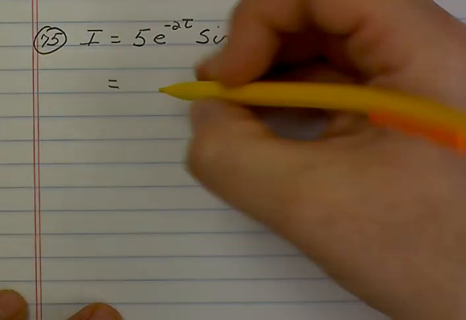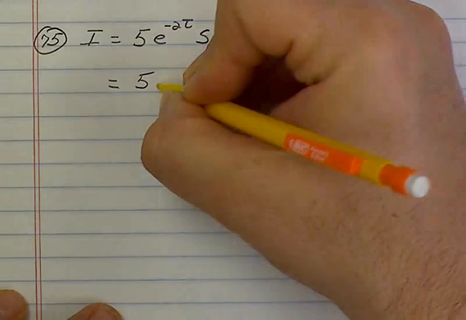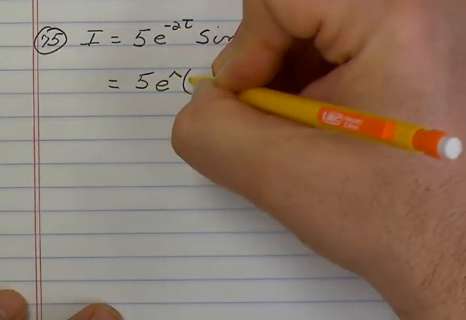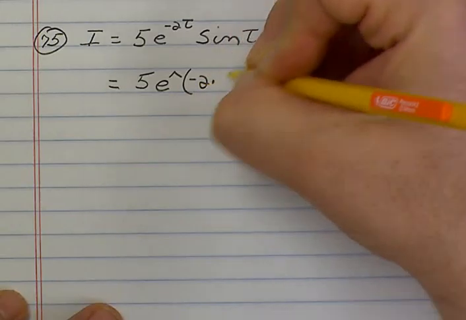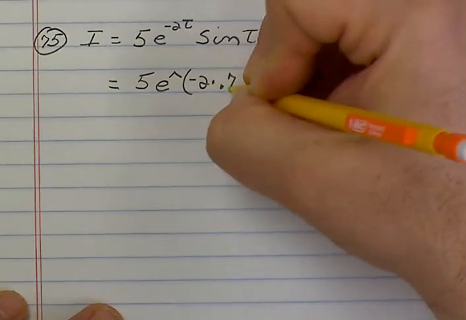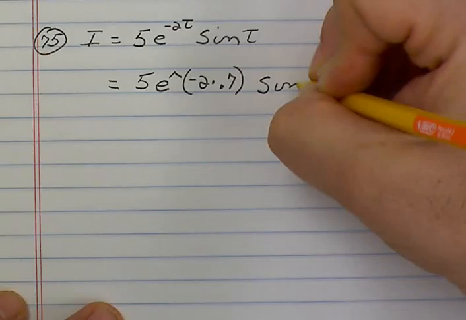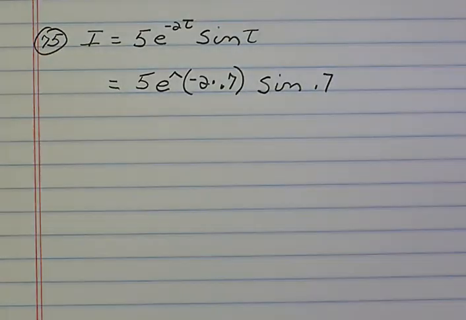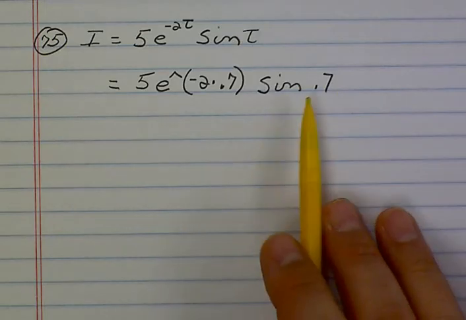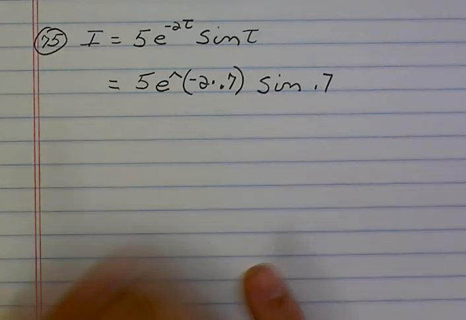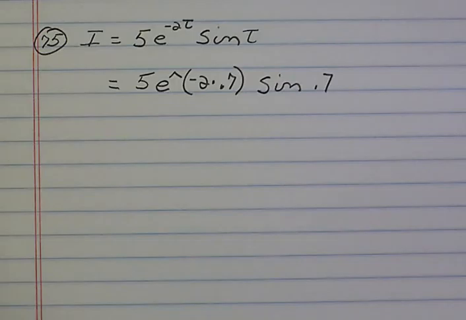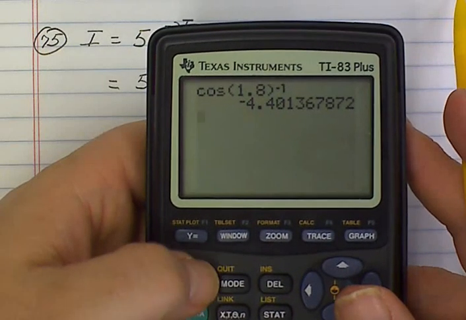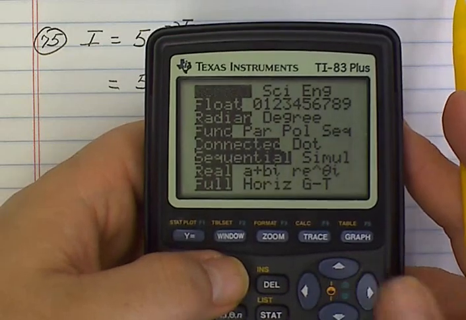So I go 5e raised to the, and I'm going to put a parenthesis here, -2 times 0.7, sine of 0.7. Well, now I'm ready for my calculator, and I'm going to go from the right back to the left. The first thing on my calculator I'm going to look for is what mode I'm in. I'm in radians, which is good.